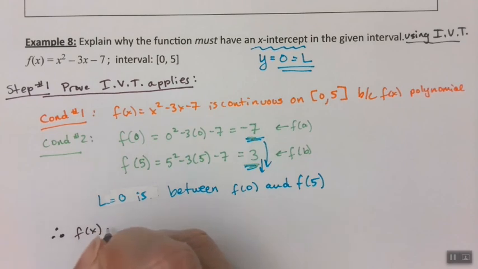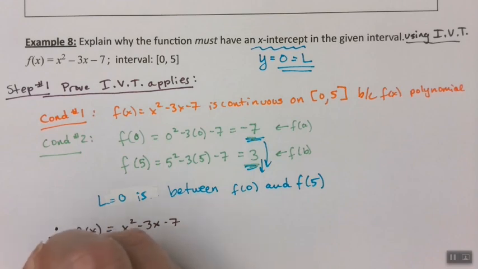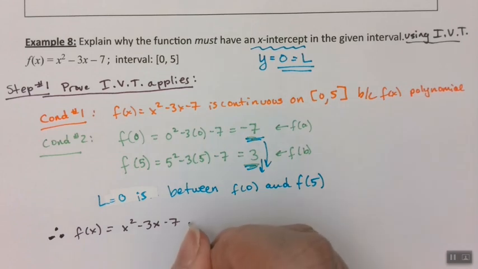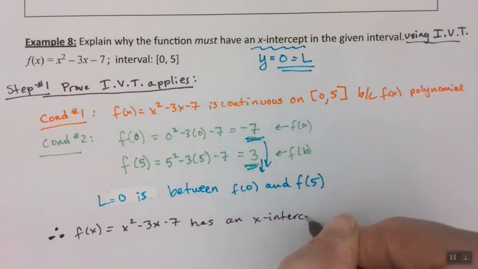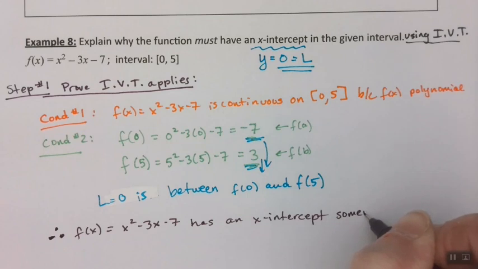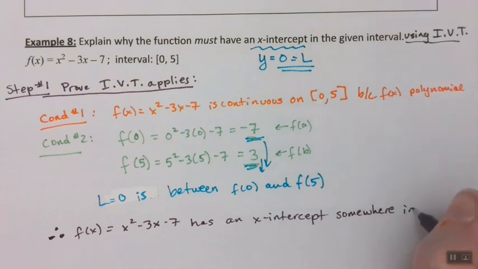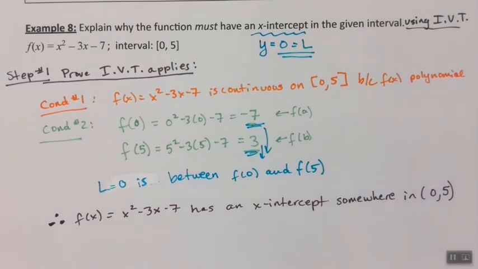F of x equals x squared minus 3x minus 7, and this means therefore. That's what that little triangle of dots means. Therefore, f of x equals x squared minus 3x minus 7 has an x-intercept somewhere in this interval. Now notice I'm using parentheses there because it's actually within the interval. It's not going to be at 0 and 5. It can't be because this is an intermediate value theorem. It's going to have to be in between those values somewhere. So somewhere in the middle of this open interval, I must have an x-intercept.